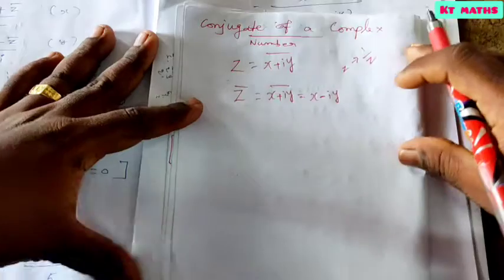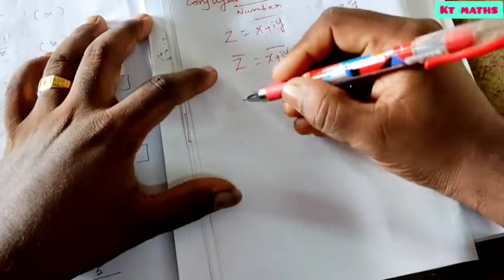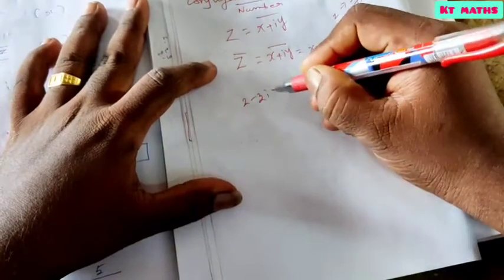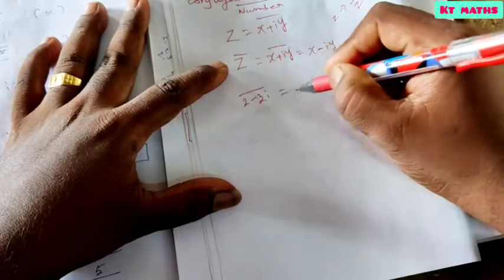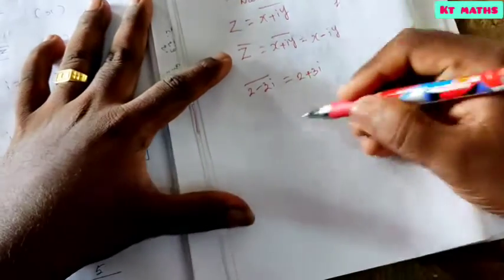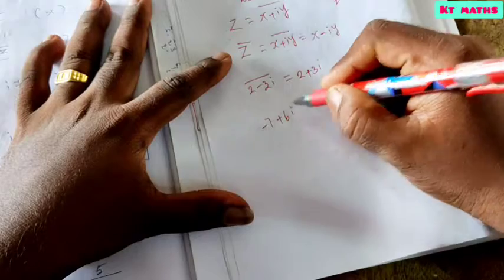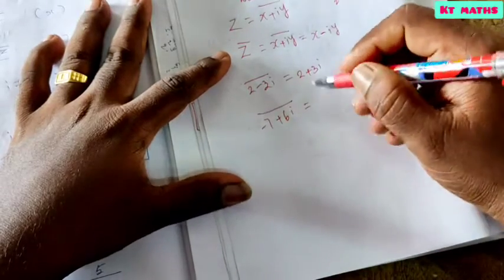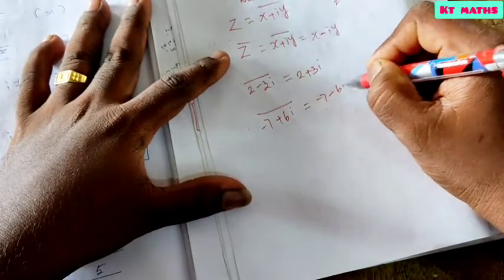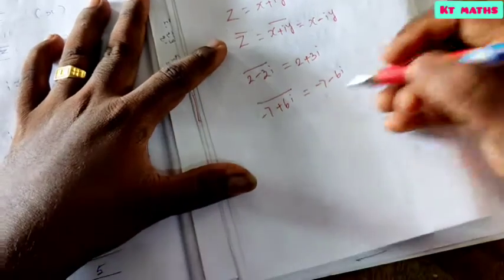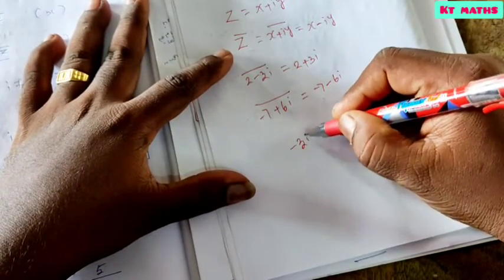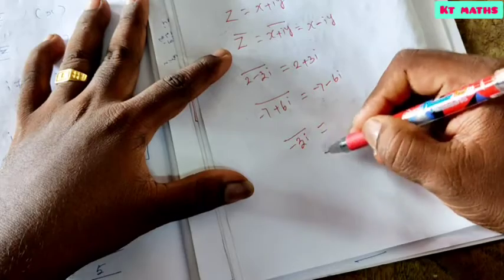For example, the conjugate of a complex number 2 minus 3i is 2 plus 3i. Minus 7 plus 6i, conjugate of minus 7 plus 6i is minus 7 minus 6i. So conjugate of minus 3i, what is the conjugate of minus 3i?